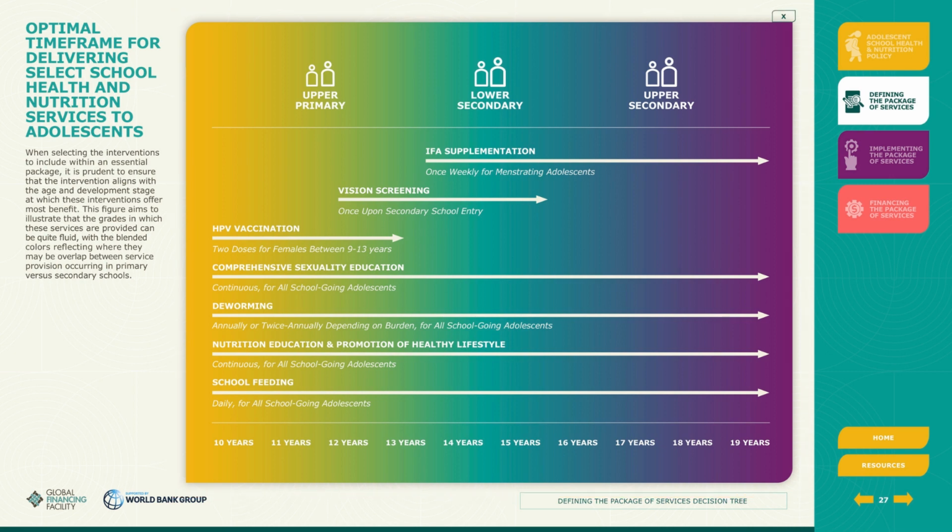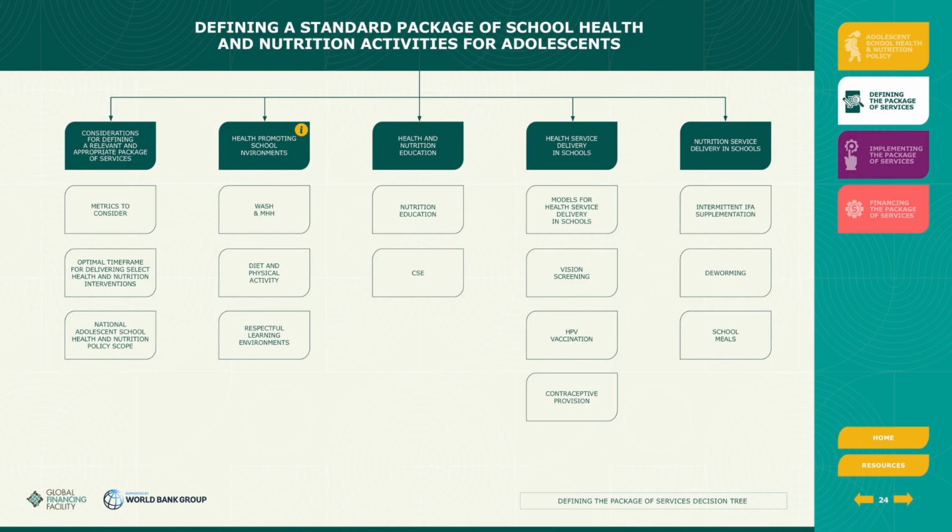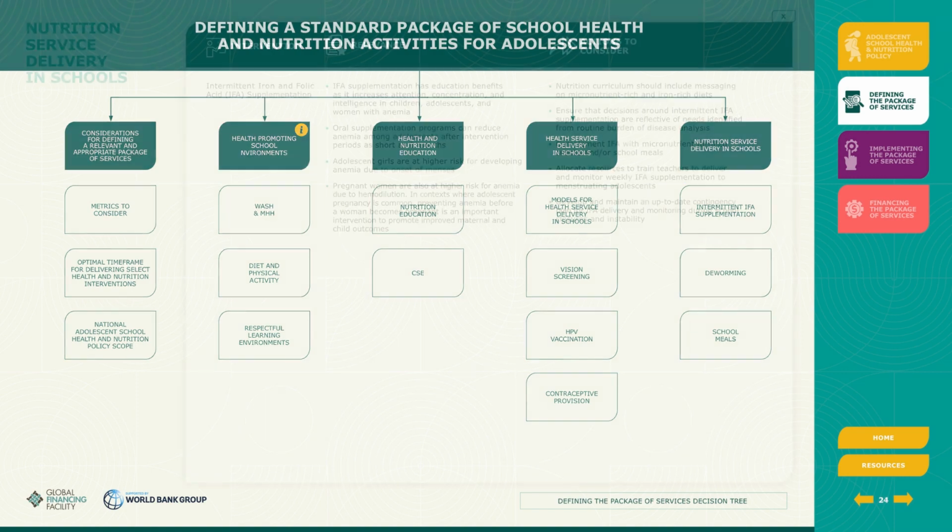By referring to this figure, you see that intermittent iron and folic acid supplementation is an intervention that can be delivered to menstruating adolescents. As you identify this, you are keen to know more about intermittent iron and folic acid supplementation, and for that you once again look to the Defining the Package of Services decision tool, where you can find specific information under Nutrition Service Delivery in Schools as shown.